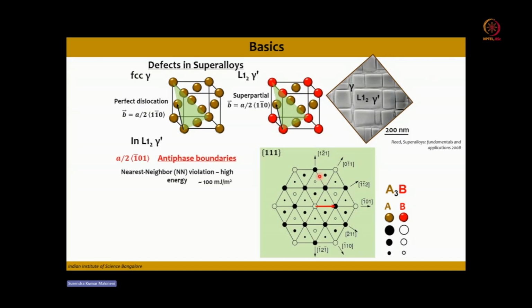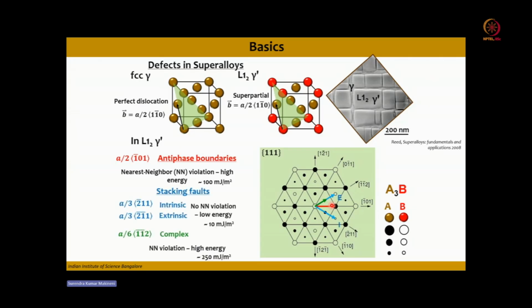So if you move by half <1 bar 0 1>, you can get the anti-phase boundaries, and these have a very high energy of 100 millijoule per meter square, because they usually violate the nearest neighbor. It means the nickel-aluminum bonds are converted to nickel-nickel bonds or aluminum-aluminum bonds. However, if the dislocation shears by <2 bar 1 1>, then these may form intrinsic or extrinsic stacking faults. Here there is no nearest neighbor violation, so they have a very low energy. So the propensity of forming these stacking faults will be very high.